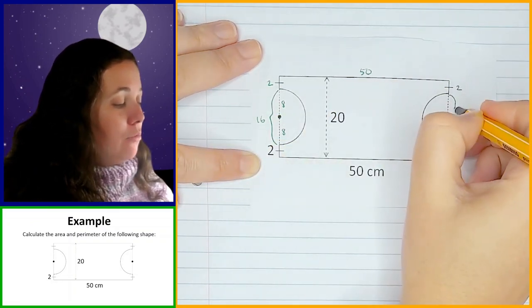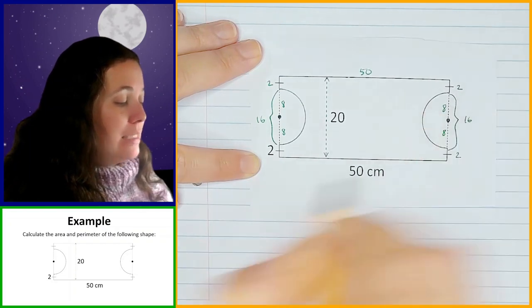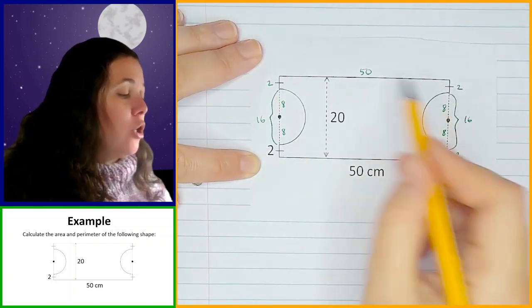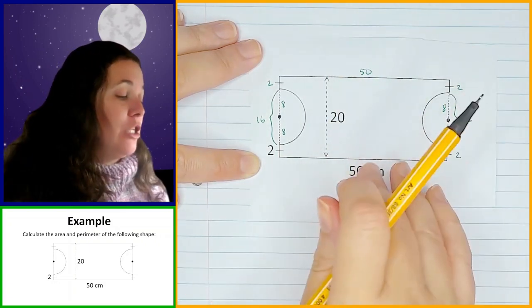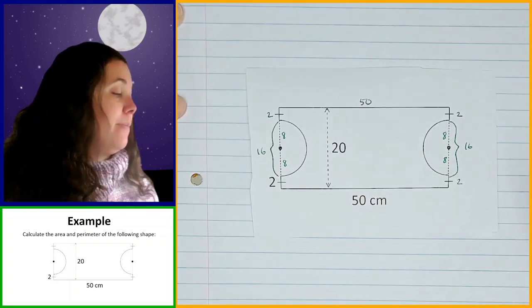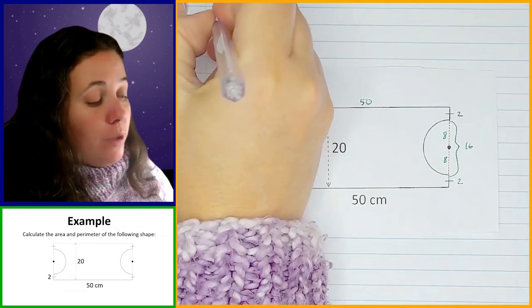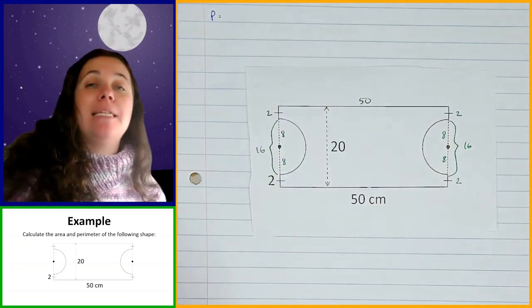That means that this diameter will also be 16, and the radii will each be 8. Okay, so now I know all of the measurements that I'm going to need to help me to work out the perimeter of this shape. So to work out the perimeter of the shape, there are two ways of doing it. I can write each of them separately.